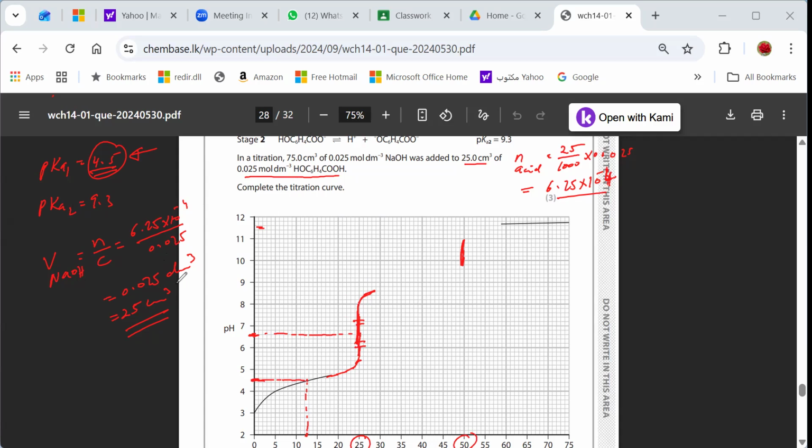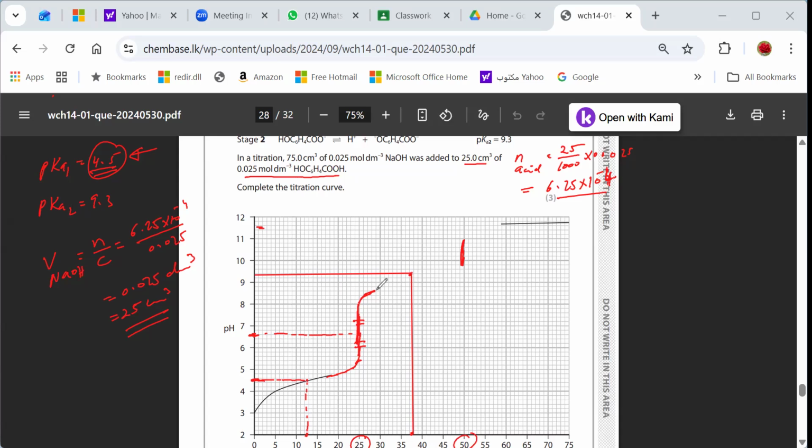Okay? You understand? And also here, if you have 25 and 50, it means that the midway between the 25 and 50 will be 37.5. It's here. So if you go up at 37.5, it meets at 9.3 here. This is half the equivalence point. Okay, we said that the pKa is half the equivalence point. So this is half the equivalence point.